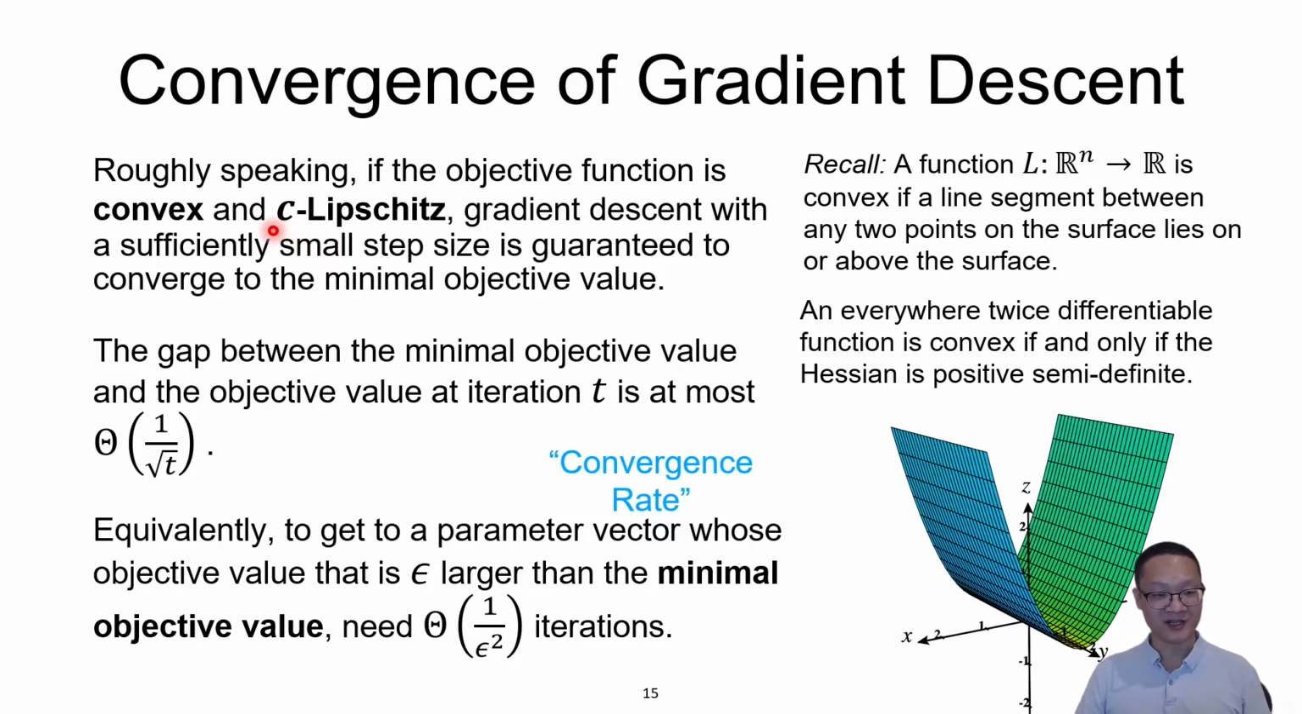And furthermore, we can even say how fast the algorithm converges. This is quantified by these two paragraphs here. The gap between the minimum objective value and the objective value at iteration t is at most big theta of 1 over root t. So as you have more and more iterations, the difference between the current objective value and the optimal objective value is reducing at 1 over root t.